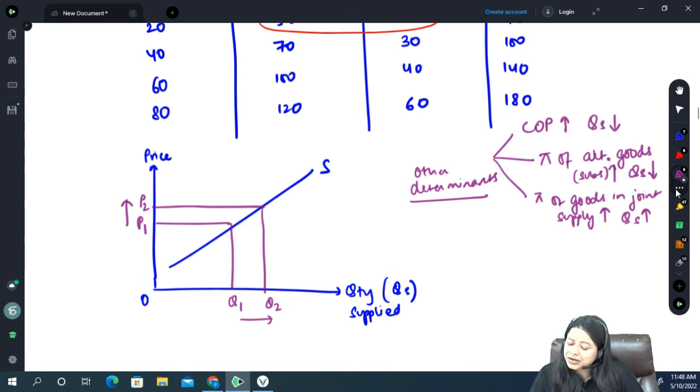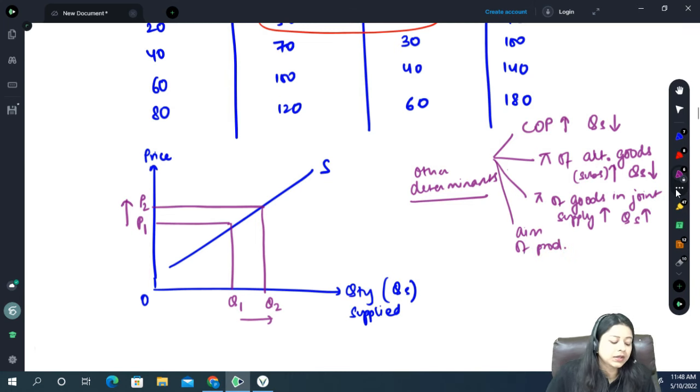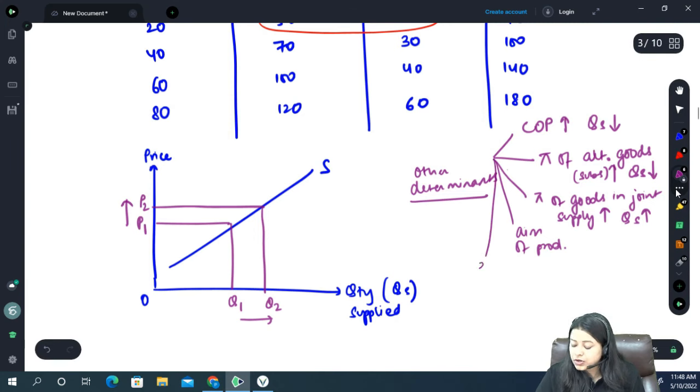Then there are multiple determinants. We have the aim of the suppliers or producers. Their aim may be to maximize profit or sales maximization. If my aim is to maximize sales, I will increase the volume of sales no matter what the price is. Right? Also very important is your expectation of future price.